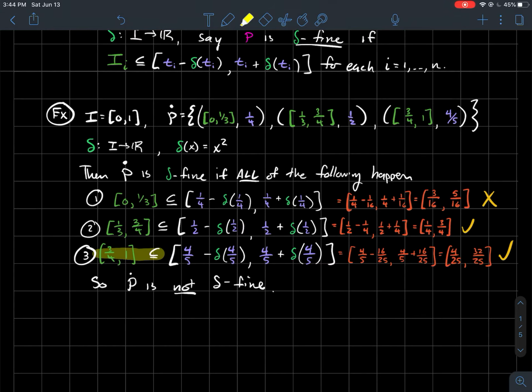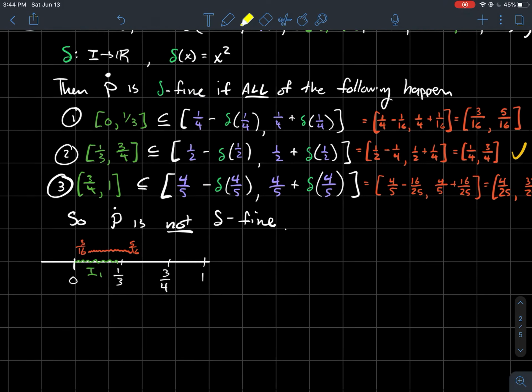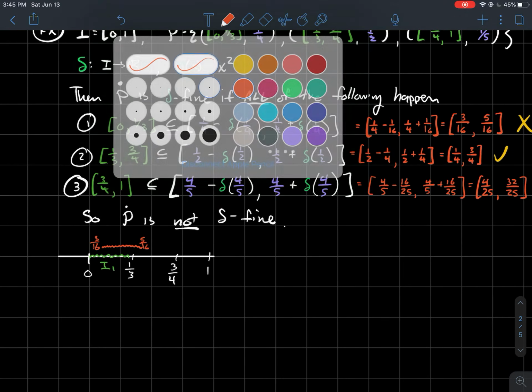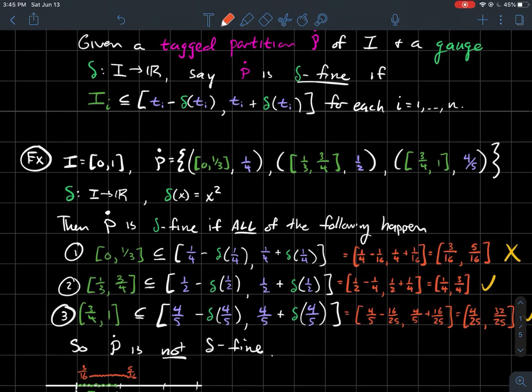And yes, that's true. But again, overall, because you found one that didn't work, therefore all of them did not work, we would say that ṗ is not delta fine. And so there's my example there. So what are we trying to do? I'm making this little orange window 3/16 to 5/16, and the point is that it does not completely contain the subinterval I1. So if something is delta fine, then again, each subinterval has to land inside of that window around the tag. And I hope that maybe better emphasizes what this definition is trying to say. Each subinterval has to be inside of that window around the tag ti of that subinterval.